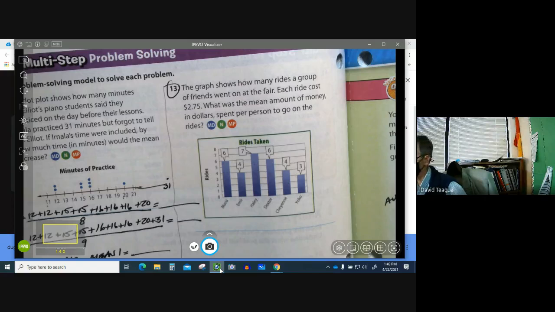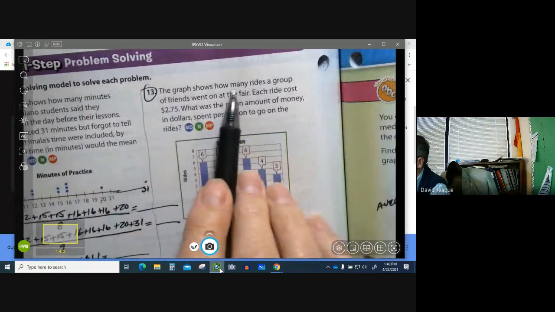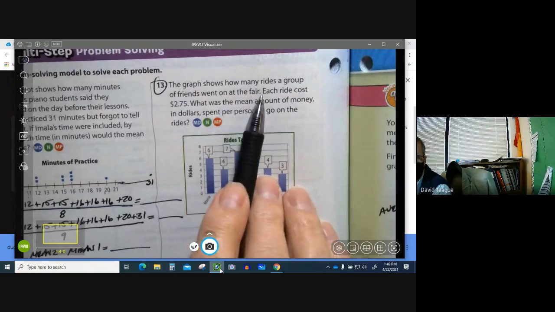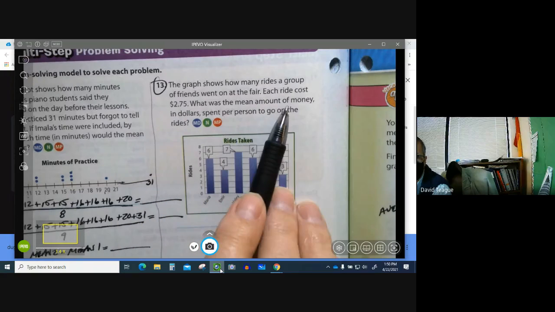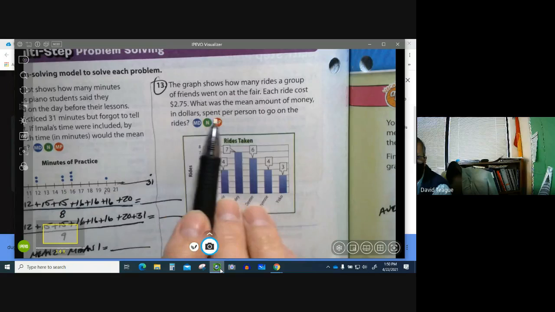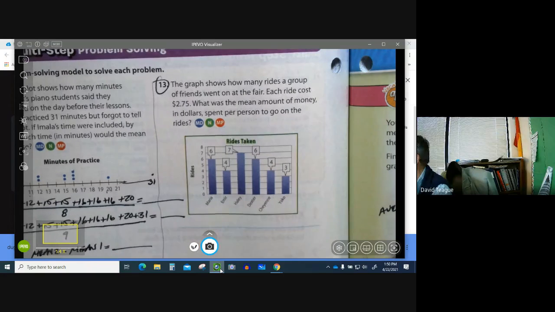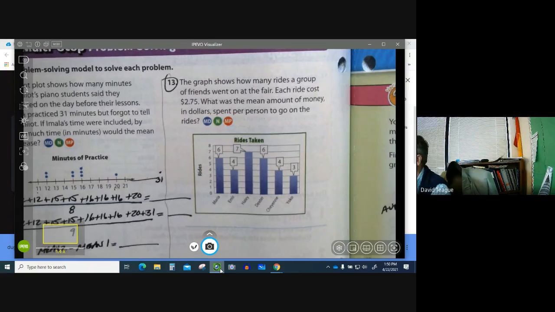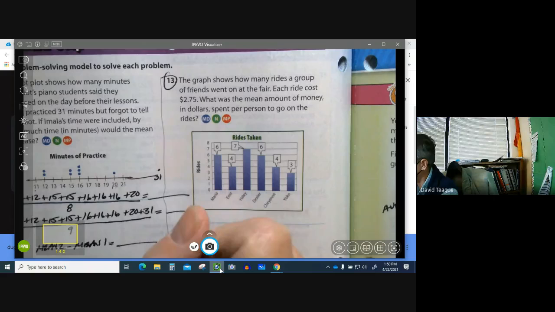Okay? So that's 12. 13. The graph shows how many rides a group of friends went on at the fair. Each ride cost $2.75. What was the mean amount of money in dollars spent per person to go on the rides? So the first thing you have to do is find the mean for the number of rides for the friends, then multiply that by 2.75, right?